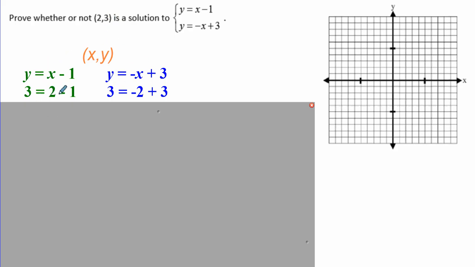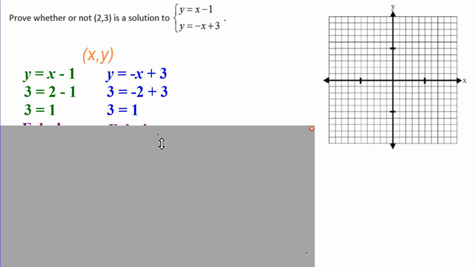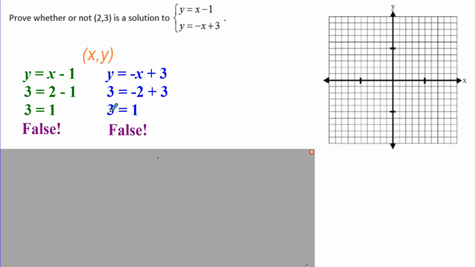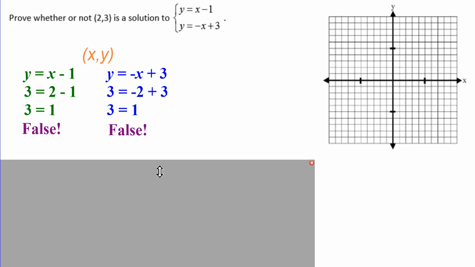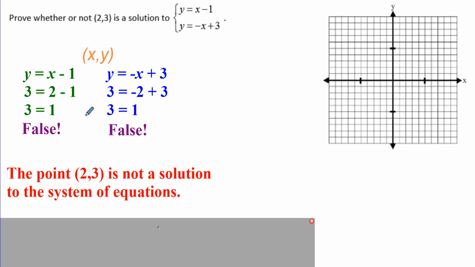Well, we know 2 minus 1 is not equal to 3. And we know -2 plus 3 is not equal to 3. So because it's false for both equations, it would not be a solution to your system. Even if it was true for one of the equations but false for another, it still would not be a solution to your system. Solutions have to be true for both equations.